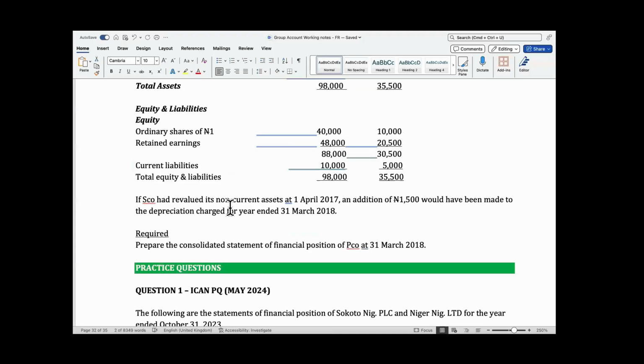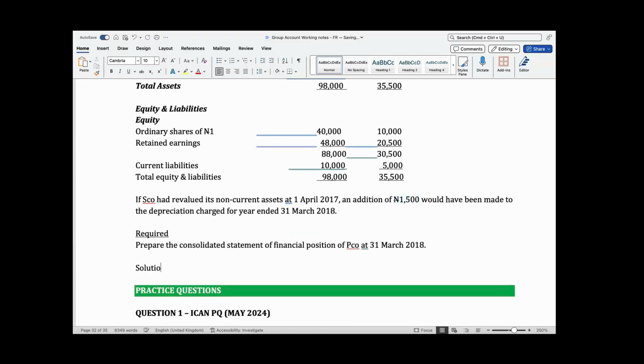So they now say that if ESCO had revalued the non-current assets, an addition of 1.5 would have been made to the depreciation charge for the year. So that means if we capitalize that 11.5 and add it to our asset, we also then deduct depreciation from that asset. And that's all we need to do.